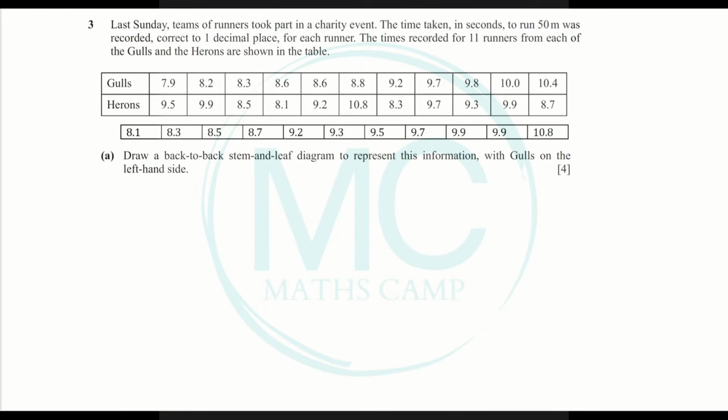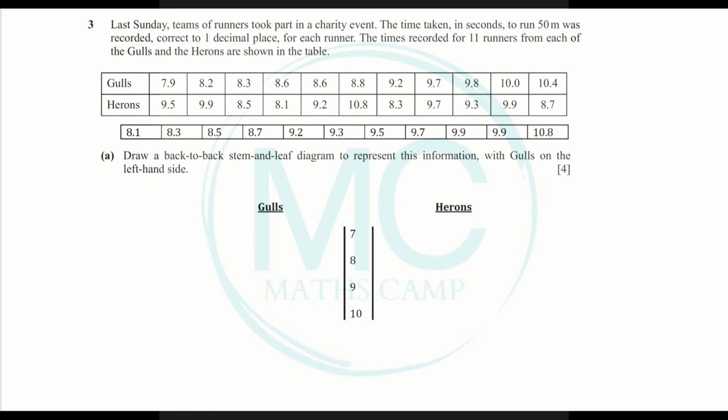Now we can draw a diagram. The question tells us to put the gulls on the left. So let's say the gulls are on the left and the herons are on the right. And now we can start with our stem. The gulls have a smallest value of 7.9 and the highest value is 10.8. So let's write our stem as 7, 8, 9, and 10.